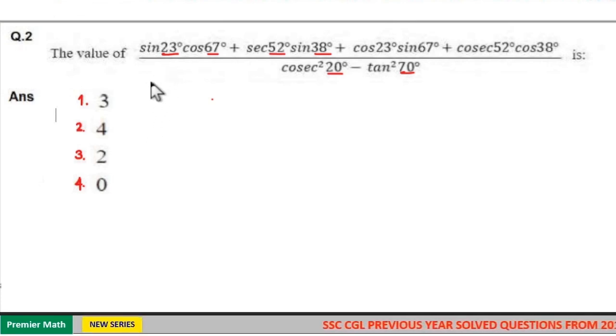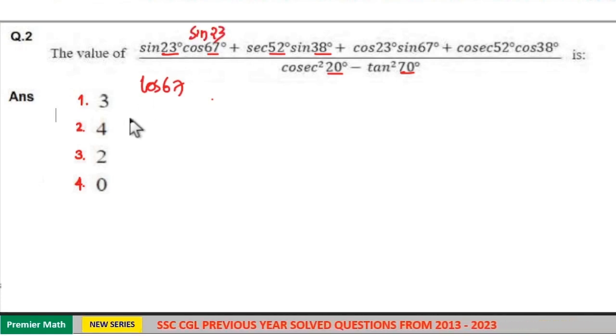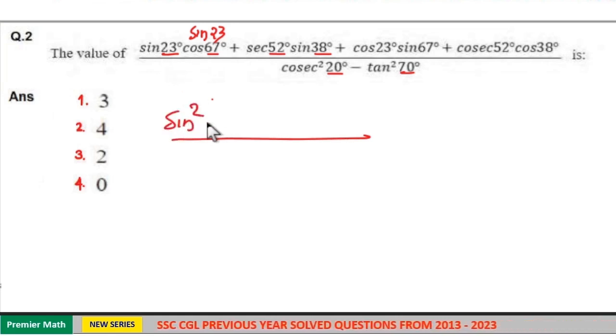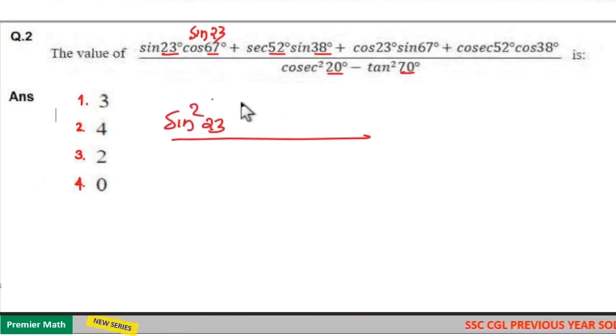Here sine 23 I can write as cos 67 and cos 67 I can write as sine 23, which means the first term will become sine square 23 or cos square 67. You can take anyone. Here sec 52. Sec is equal to 1 by cos. So sec 52 means 1 by cos 52.